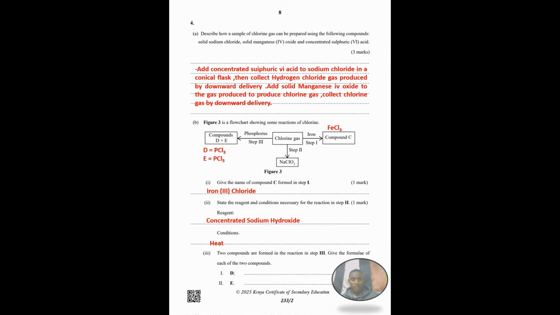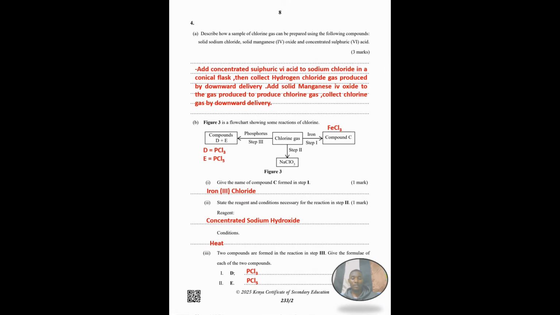Then Roman 3, two compounds are formed in the reaction in step 3. Give the formula of each of the two compounds. So in this case, I've said that D shall be phosphorus 3 chloride and E shall be phosphorus 5 chloride. Remember, I said when phosphorus reacts with chlorine, it leads to formation of a mixture of two chlorides, phosphorus 3 chloride and phosphorus 5 chloride.